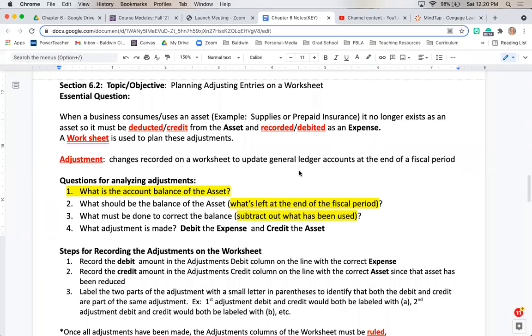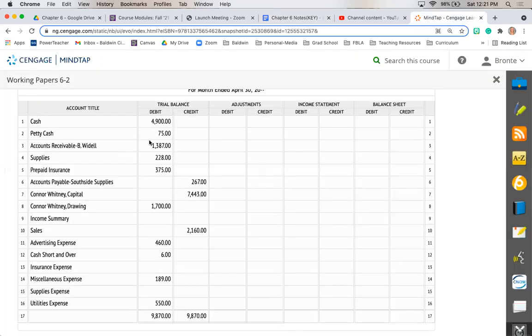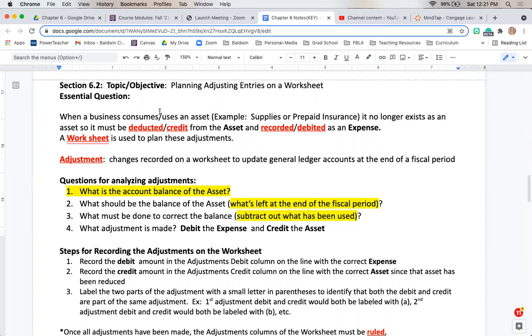Okay, section 6.2 is continuing using our worksheet. So in 6.1, we completed a trial balance. Now in 6.2, we're going to complete what are called adjustments. So an adjustment is used to show when we have used an asset.